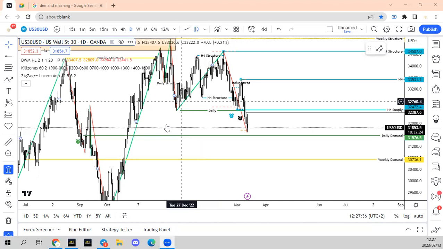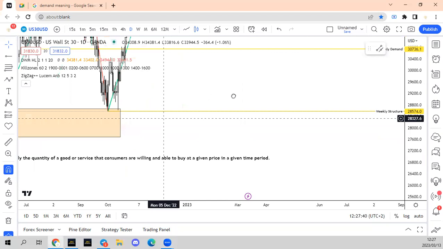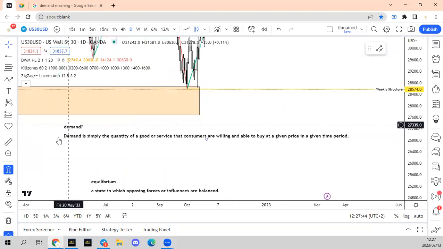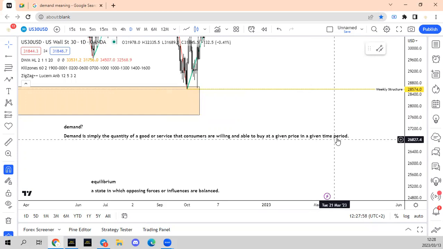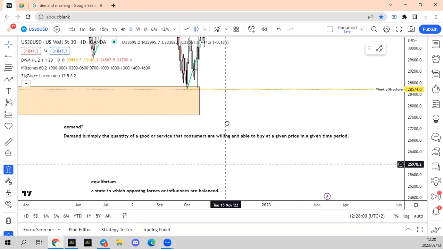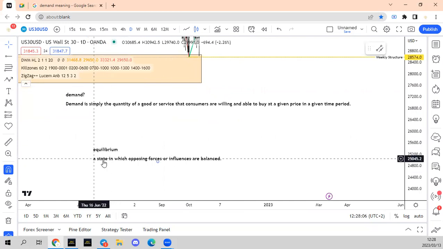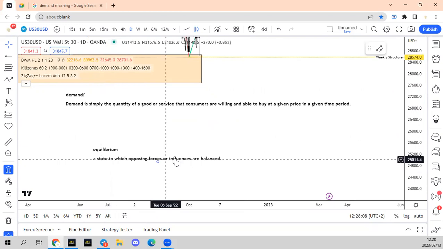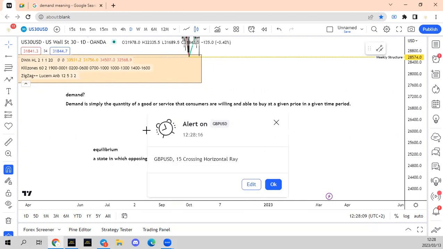Remember, before I start, let me show you what demand is. Demand is simply the quantity of a good or service that consumers are willing and able to buy at a given price in any given period of time. That's the explanation for demand. Then equilibrium: a state in which opposite forces or influences are balanced. The same applies here.